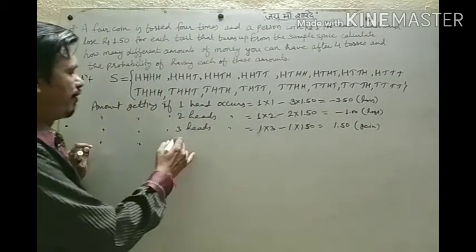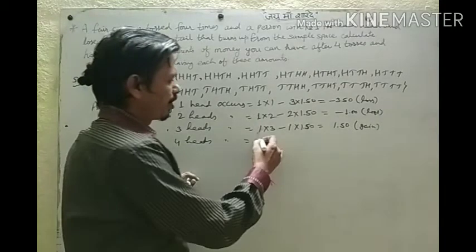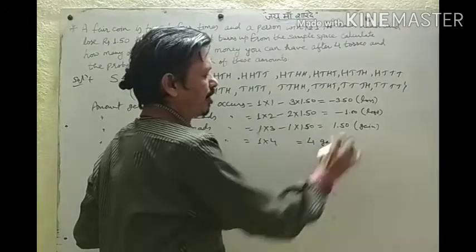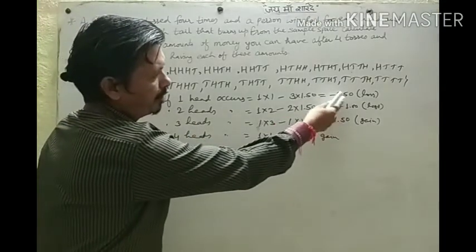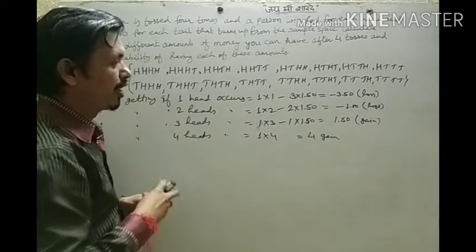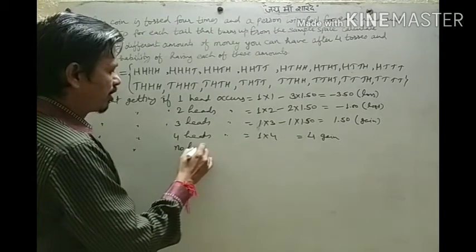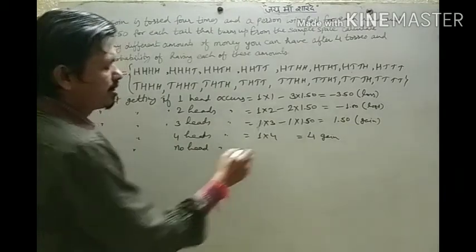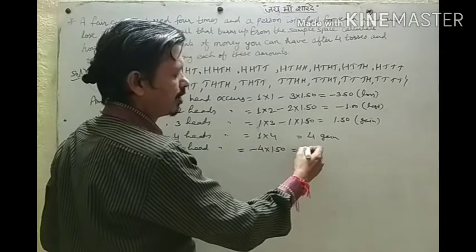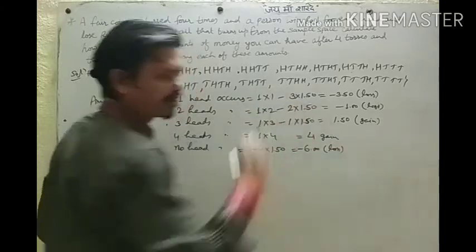And if 4 heads occur, 4 heads means no tail, so 1 into 4 means 4 rupees will be gain. We got a loss of 3.50, loss of 1, profit of 1.50 and 4 rupees when we get 1 head, 2 heads, 3 heads and 4 heads. Now if no head occurs, no head means there will be 4 tails, so we lose 4 into 1.50 means minus 6. So we have a loss of 6 rupees.